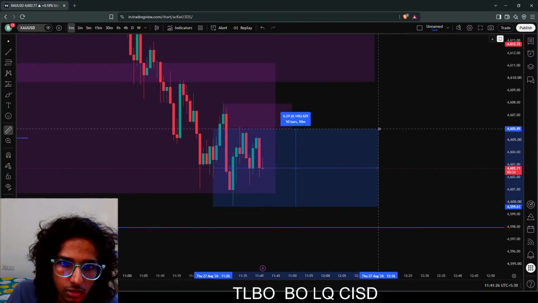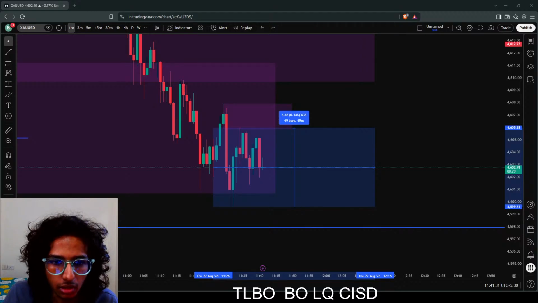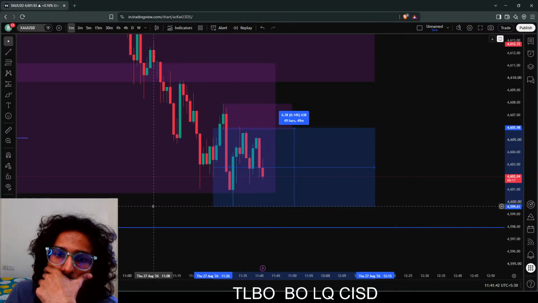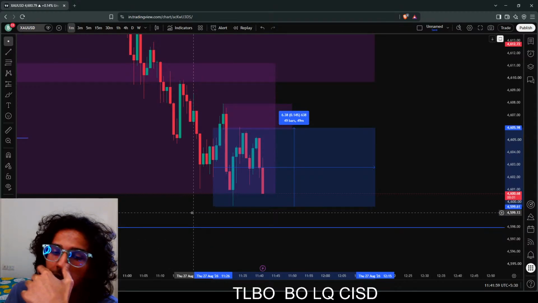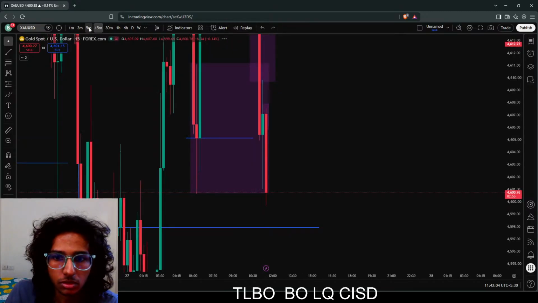Still like 60 pips, 60, 70, 30 pips, something like that. I just want a candle to close above, and then we can take an entry. It's taking too much time. Okay, I mean, yes, that's what M15 will do.